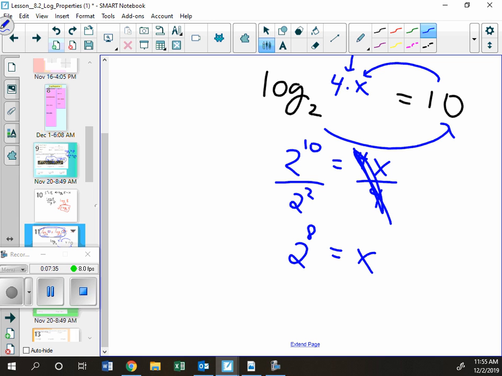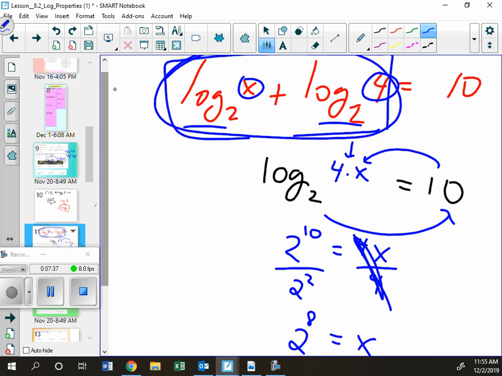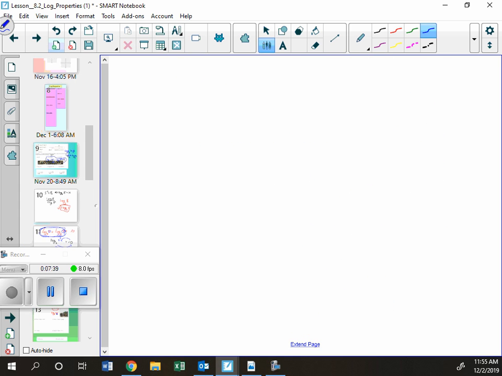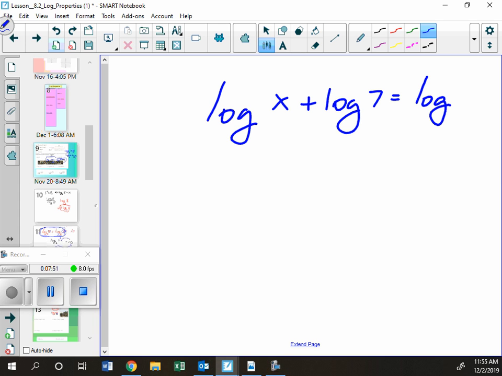Now, I'm going to give you another one like that. Let's see if you can handle this. Log, notice, no base, of x plus log of 7 is equal to log of 21. I'll pause for a moment while you give this one a try. So it's actually easier if you know one little property of logs.